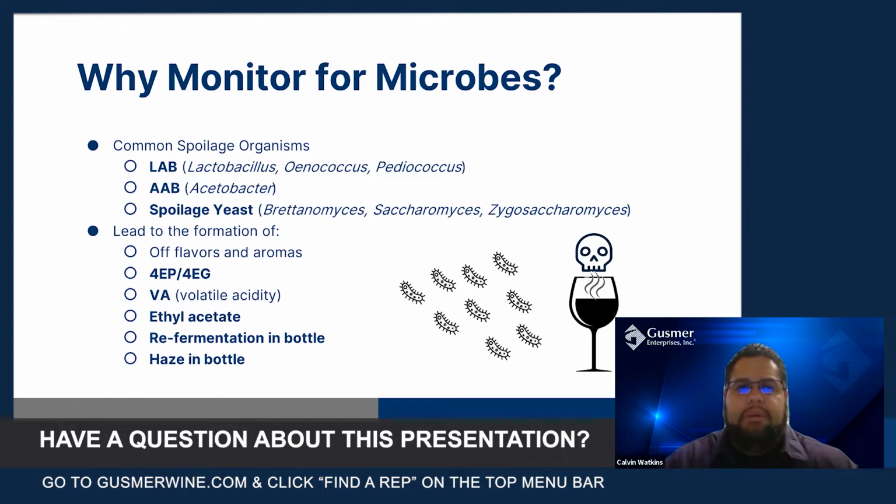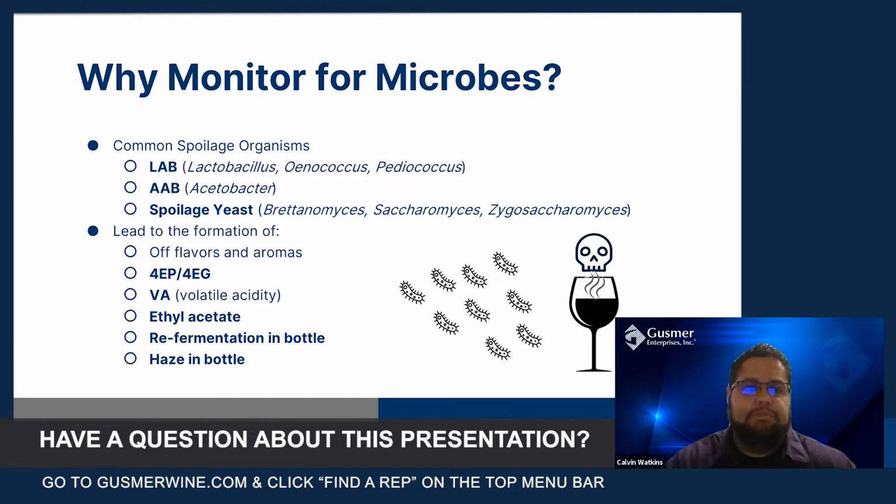Some common spoilage organisms. We have LAB, or lactic acid bacteria. We have Lactobacillus, Oenococcus, and Pediococcus. Some Oenococcus are what you want when you're going through malolactic fermentation, but they can spoil the product as well. We also have acetic acid bacteria, or AAB. Acetobacter is one of those. And then the spoilage yeast, Brettanomyces, Saccharomyces, and Zygosaccharomyces.